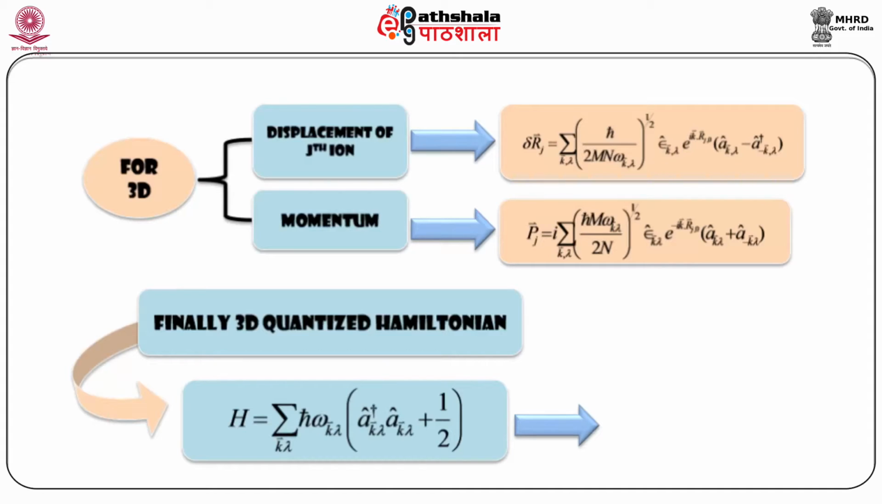And finally, the three-dimensional quantized Hamiltonian is written as the summation over kλ of ħω_kλ (a†_kλ a_kλ plus half). So what is the difference between the three-dimensional quantized Hamiltonian and the one-dimensional quantized Hamiltonian? As you can see, they look similar, but an additional parameter appearing here is the polarization λ. So the difference is that in three dimensions you have to introduce the polarization factor λ. This parameter λ denotes what polarization it is.